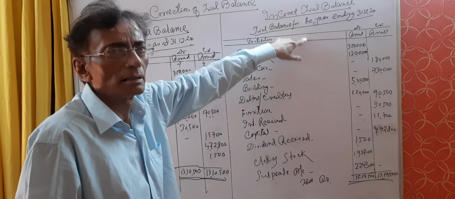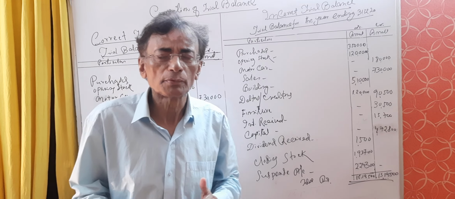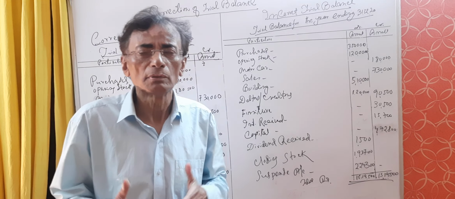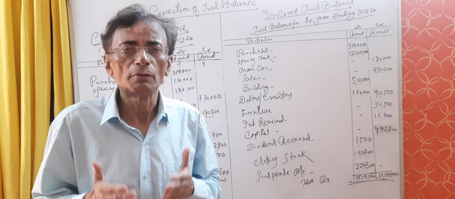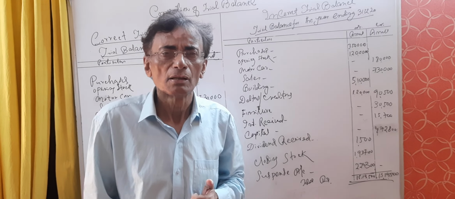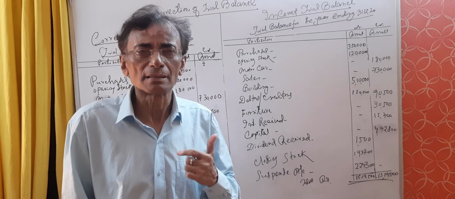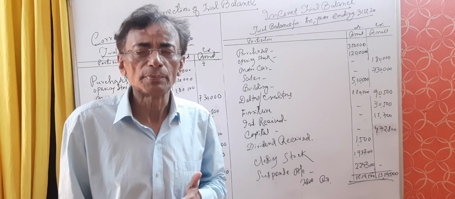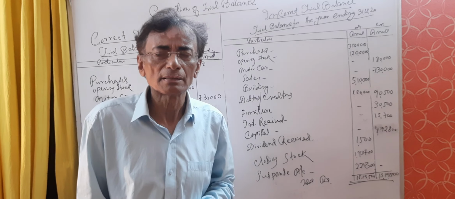This is the incorrect trial balance, for the year ending 31/12/20. Before correcting a trial balance, what we have to keep in mind are the thumb rules of preparation of trial balance. What is the thumb rule? All assets represent debit balances, all liabilities represent credit balances, all income represents credit balances, all expenditure and losses represent debit balances.